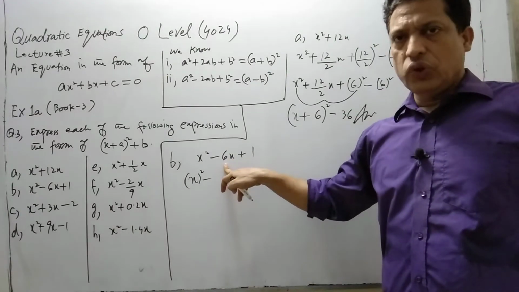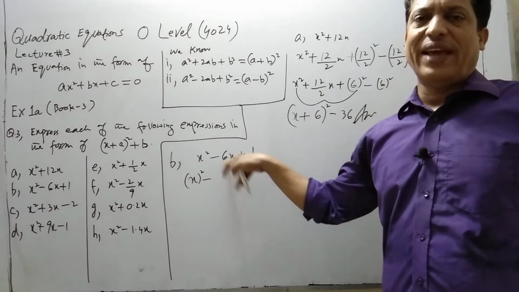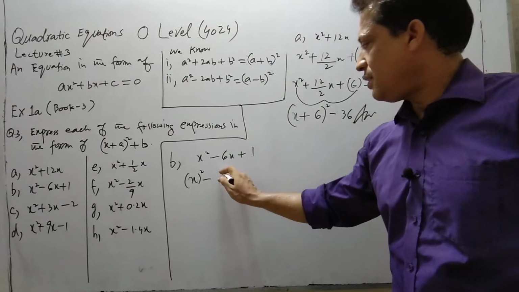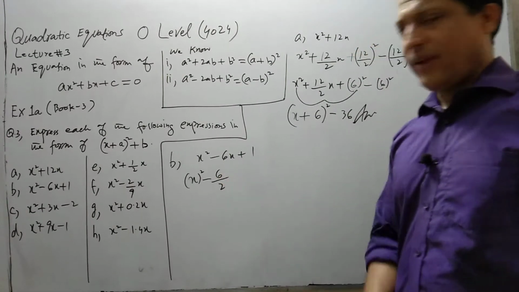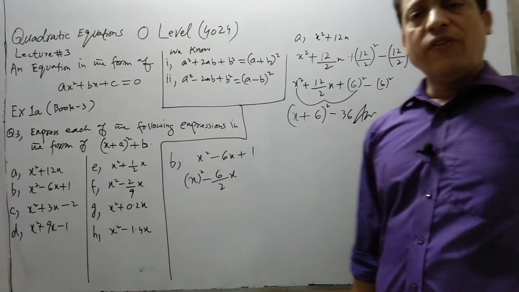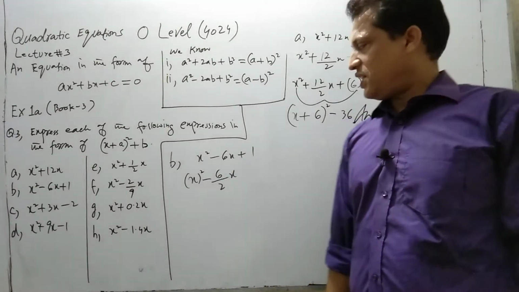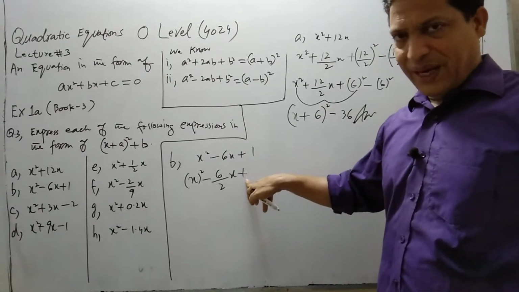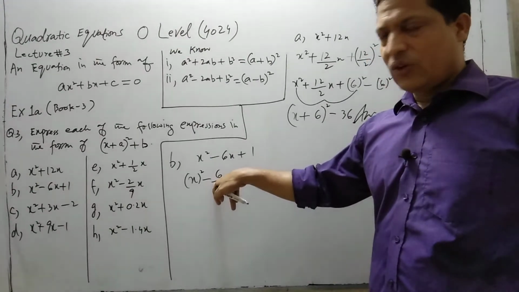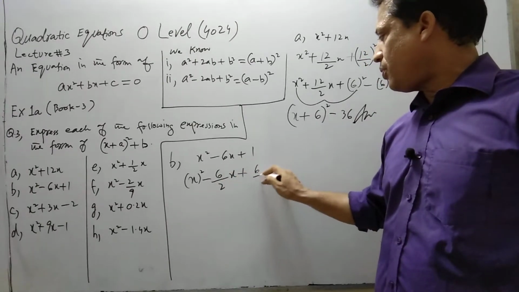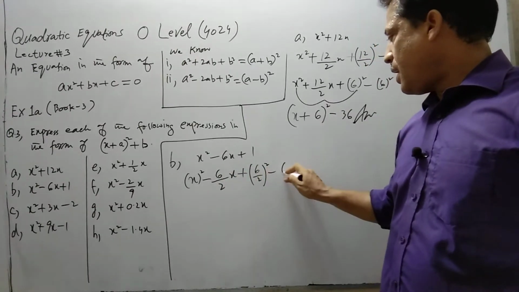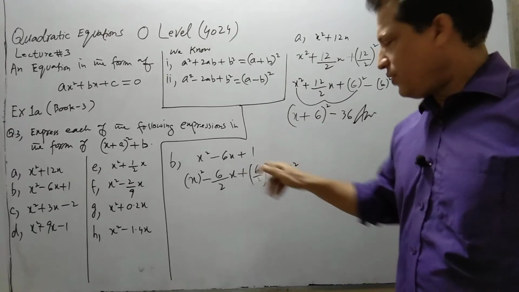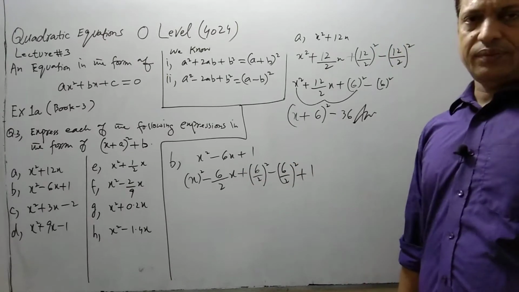Divide 2 by the coefficient of x. Here the coefficient of x is 6, divided by 2. Always divided by 2? Yes, always divided by 2. Then place the plus sign. Whatever you get, the coefficient 6 upon 2, write 6 upon 2 whole square plus and minus 6 upon 2 whole square. And this plus 1 remains plus 1.